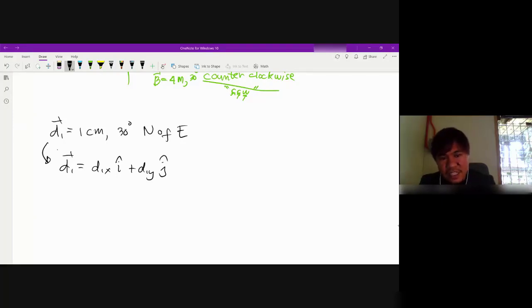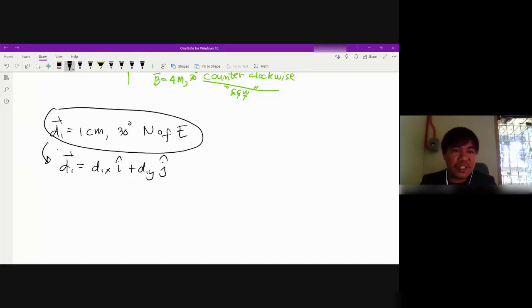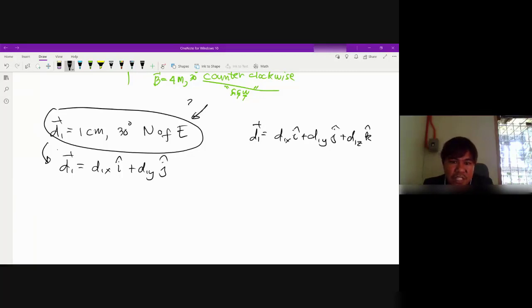Plus, it's not always just x or y. It happens that this vector is only two-dimensional, but we are actually living in a three-dimensional space. Meaning your vector can span three dimensions. So you have d1x i hat plus d1y j hat, and then in three dimensions you have d1z, the z component, so you have k hat. This one is only two-dimensional, 2D.